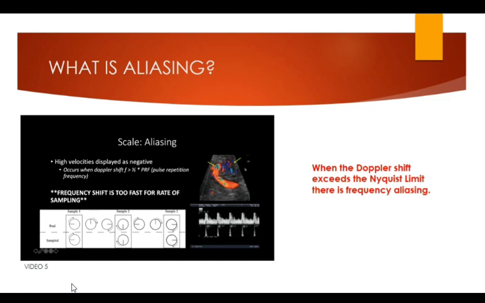Okay, so what we really need to remember here is when that Doppler shift exceeds the Nyquist limit, which is usually your scale that's set on the side, you're going to get frequency aliasing. I guess then the next thing we need to think about is, what can we do to our machine? What can we alter to fix that? And that's what we're going to look at next.